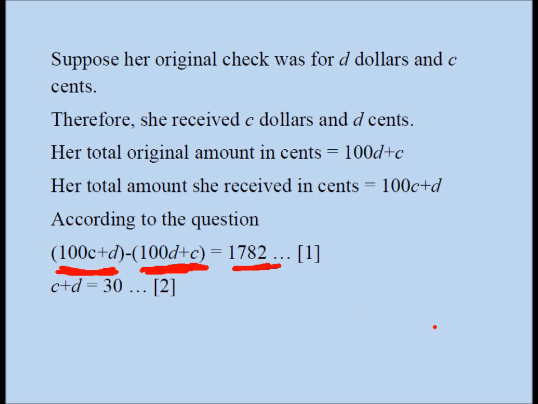1782 cents. Now, the question also gives us one more thing. If you add C to D, the total number of cents to the total number of dollars, you get 30. So we have two equations that we're going to work on.